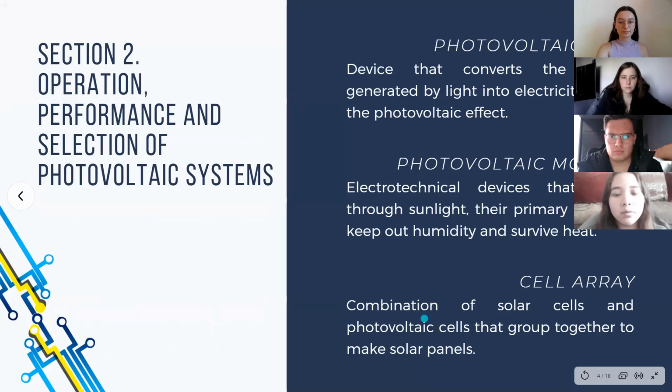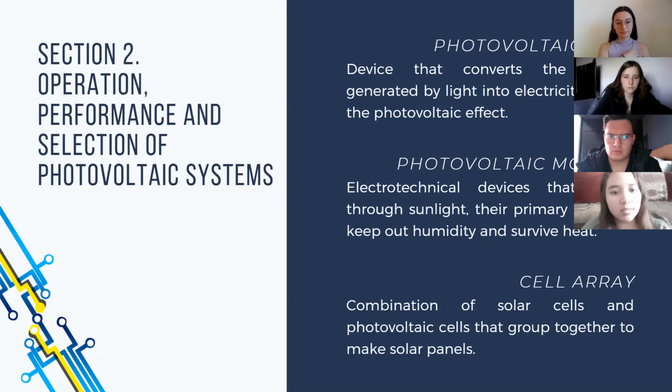Now we will review some concepts to understand better how photovoltaic energy works. The first one is the photovoltaic cell. That is a device that converts the energy generated by light into electricity due to the photovoltaic effect. A photovoltaic module is a device that works through sunlight, and its primary use is to keep out humidity and survive heat. And the cell array is a combination of solar cells and photovoltaic cells that group together to make a solar panel.